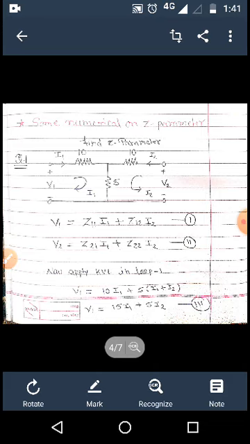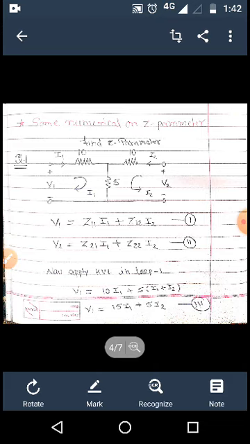Suppose you are considering this current direction to be clockwise; in that condition you can consider a negative sign with the I2 current. Now write the loop 1 equation according to Kirchhoff's voltage law. V1 is equal to 10 into I1 plus 5 times (I1 plus I2). Here, why am I writing I1 plus I2? Because the currents flowing through the 5 ohm resistance, I1 and I2, are both in the up to down direction.